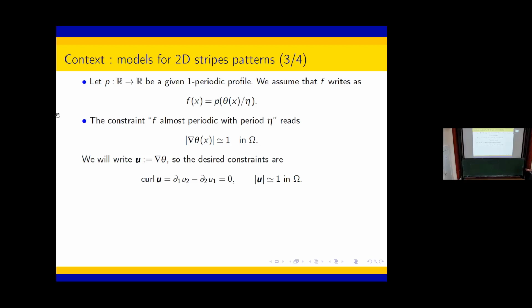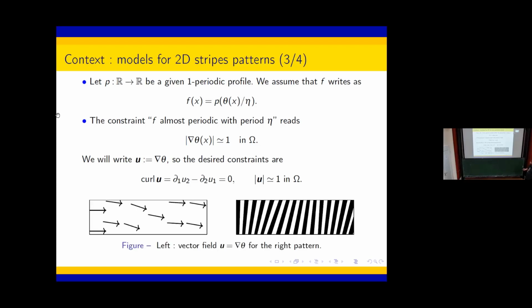So the gradient of theta is curl free, and we will consider rather the variable u, which is the gradient of theta. So the conditions are that the curl of u is 0, and u should be of norm 1 pointwise. Here are the same stripes as before, and here the corresponding arrows, the corresponding vector field.